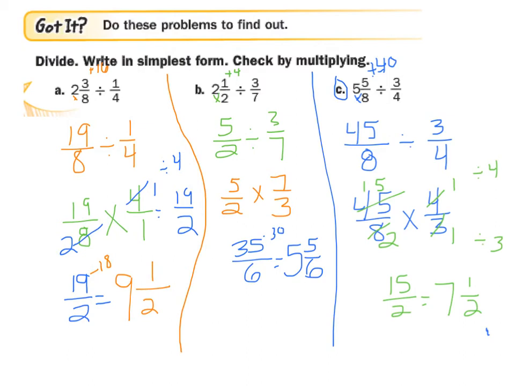Alright, so I wrote 45 over 8 divided by 3/4. Then I keep change flip: 45 over 8 times 4/3. And I was able to simplify the 8 and the 4 by dividing by 4. And I divided 3 and 45 by 3 and got the 1 and the 15. So 15 times 1 is 15, 2 times 1 is 2, and 2 comes out of 15 7 times with 1/2 remaining.